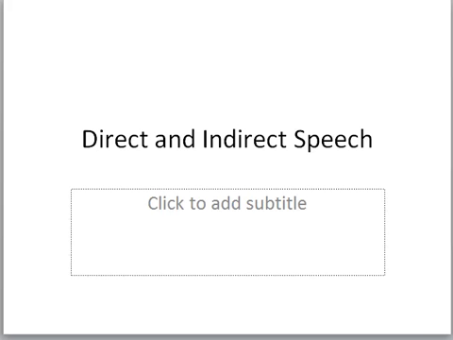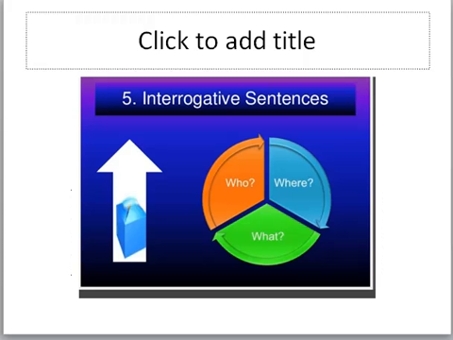In the first lecture we discussed what direct and indirect speech is, and in the second lecture we discussed the rules regarding the sentences when we change direct into indirect speech. We learned about the change of tense, the change of pronouns, and the change of adverbs, right? How do they get changed when you change a sentence from direct into indirect speech? So in today's lecture, we will discuss the rules for changing interrogative sentences into indirect speech.